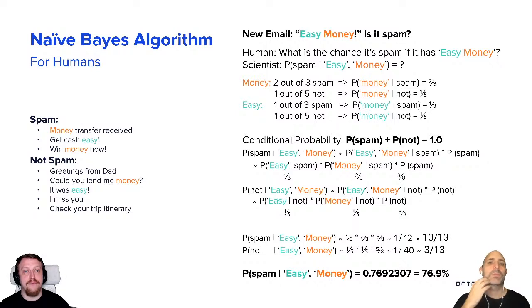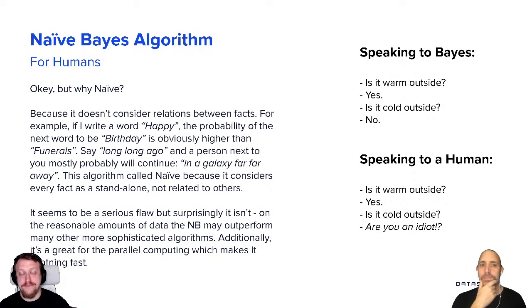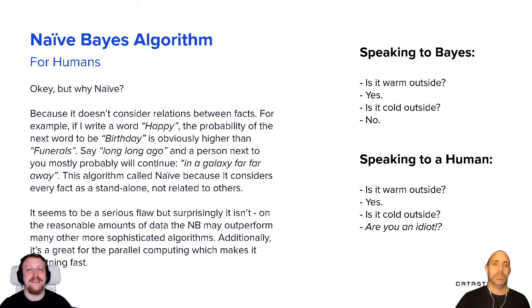So, it's based on Bayes theorem, but why naive? The answer is very simple. In real life, we have dependencies between different facts. If I write the word happy, then the probability of the next word being birthday is significantly higher than being another word or something bad. If I say long, long ago, then someone may proceed with a higher probability with in a galaxy far, far away. They are not random facts, but they relate to each other. And the limitation of the naive Bayes algorithm is that it considers every fact as a standalone fact without relating to others.